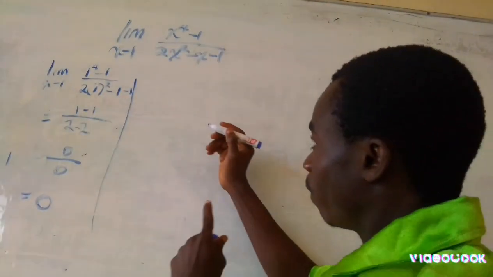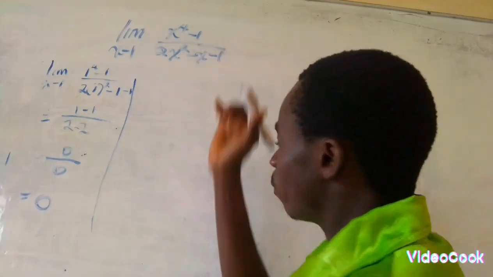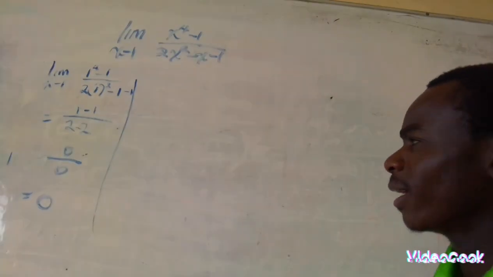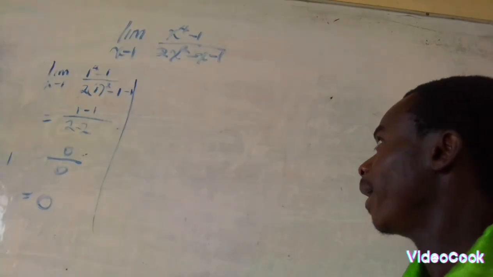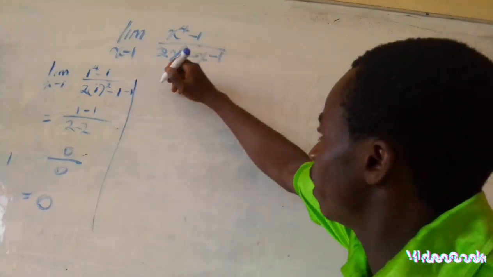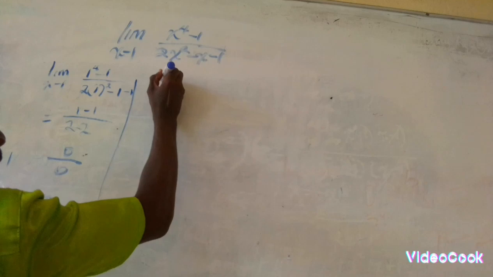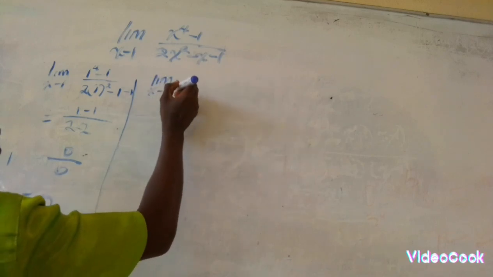Focus. Here we're going to factor out the numerator, then we factor out the denominator. We want to make sure that this limit really does exist. So we're going to do it like this: limit as x approaches 1.